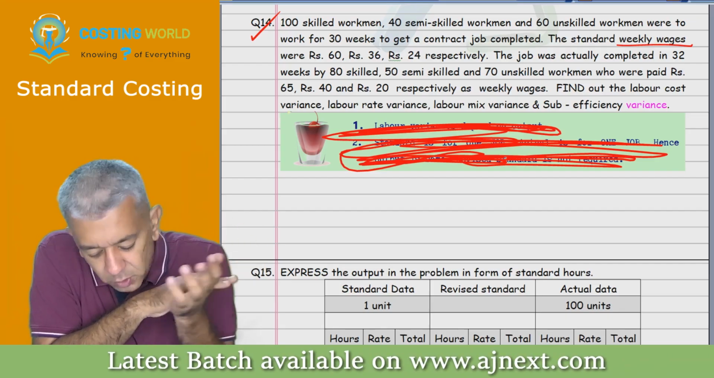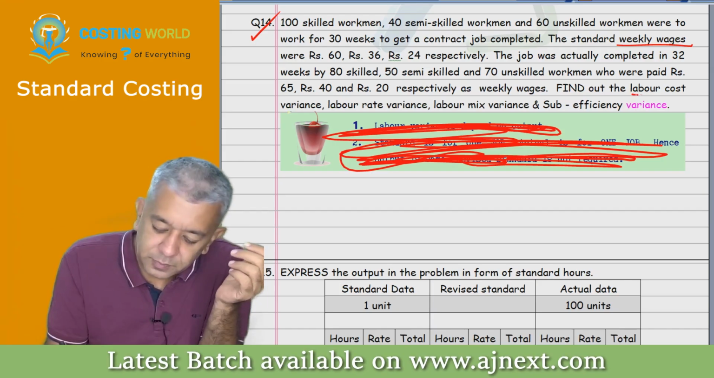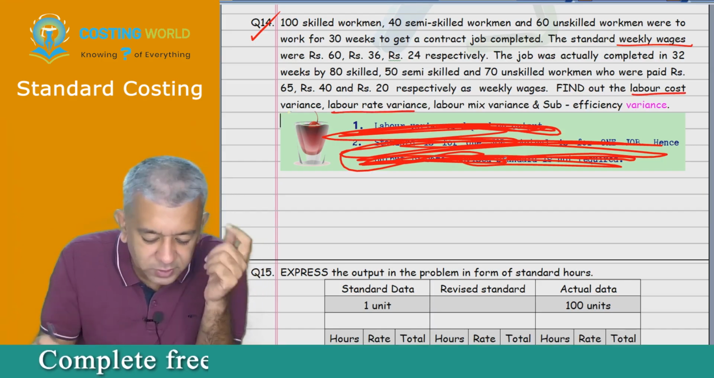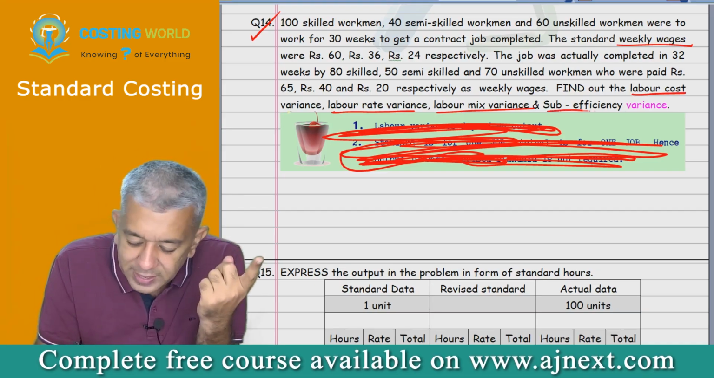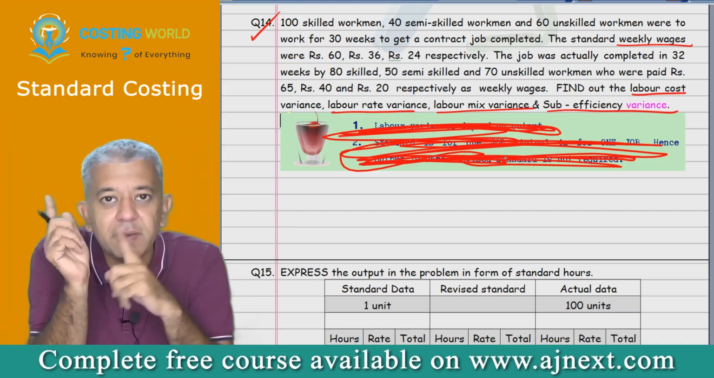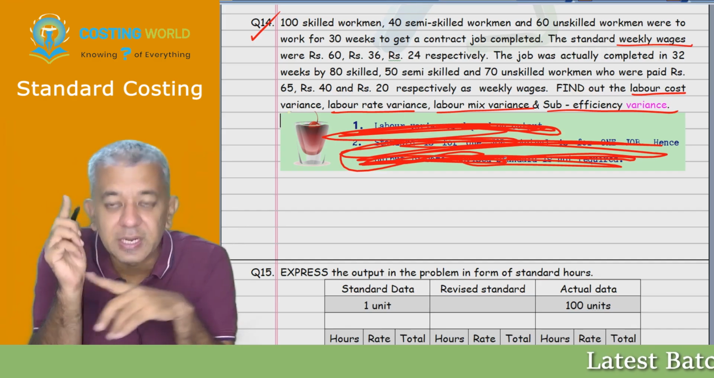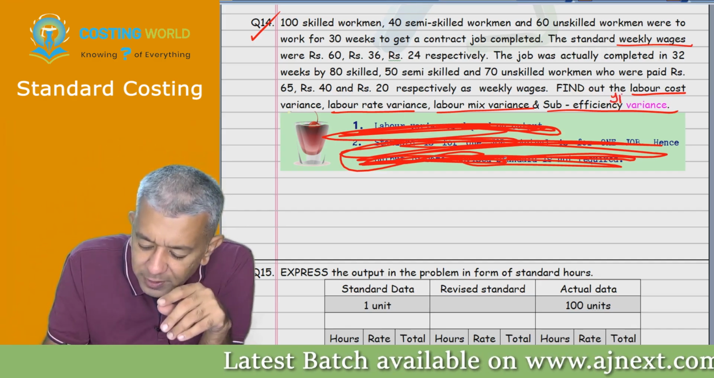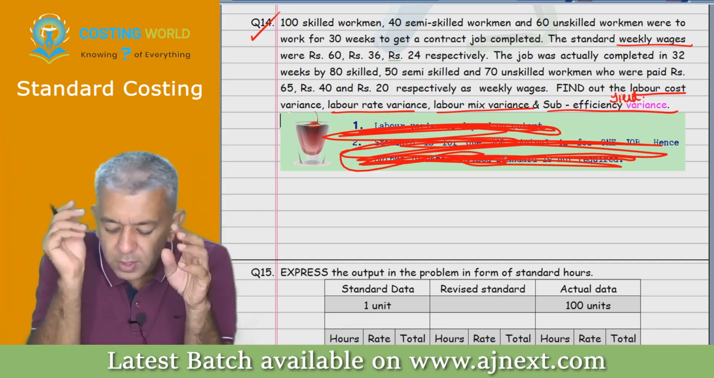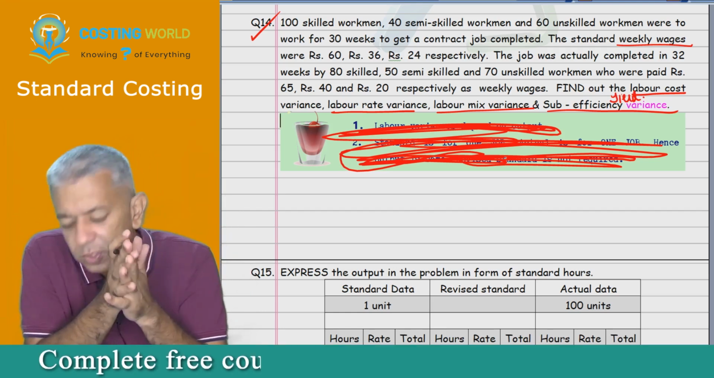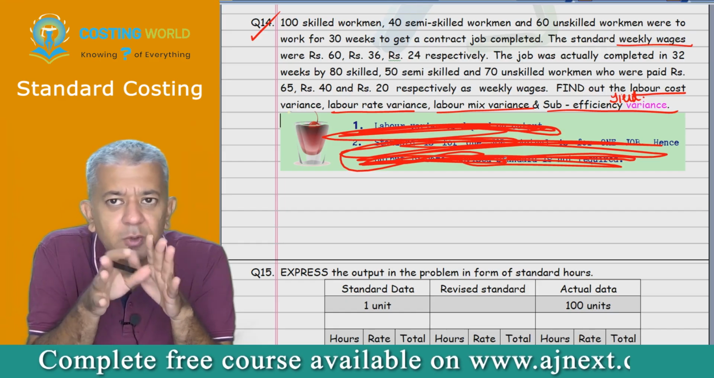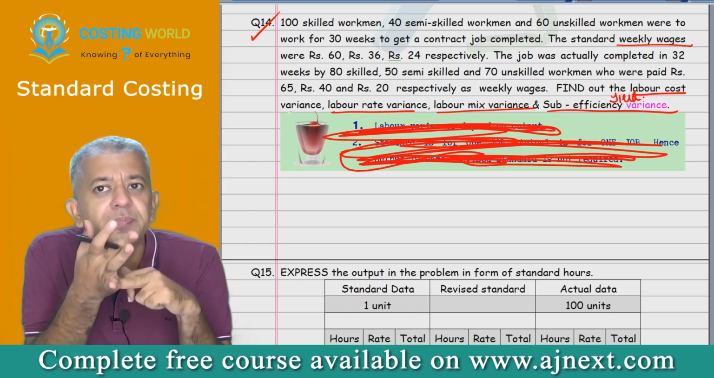Find the labor cost variance, then labor rate variance, labor mix variance, and labor sub-efficiency variance. Sub-efficiency variance is supposed to be your yield variance, in case you want to write it. It's printed, I guess, in your chart number 2 also. So these are the variances that we have been asked. Now, first of all, you tell me one thing. Is the question on material or labor?